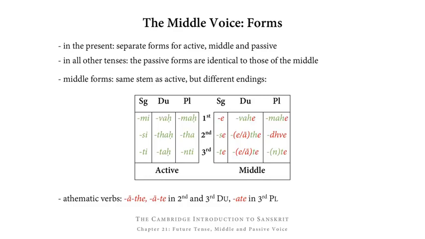Middle forms actually use the same stem, the same verbal stem as their active counterparts, but they have different endings. What you can see here is a table comparing the active and middle primary endings. That's the endings that we find used in the present and in the future tense. And the active endings should be familiar to you at this point. So we have mi, si, ti, wah, thah, tah, mah, tha, nti.